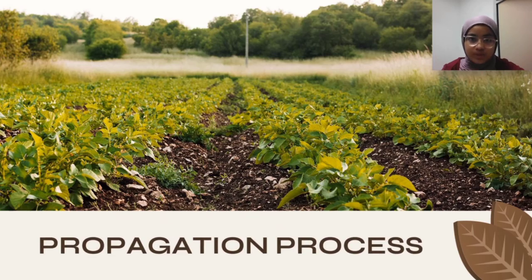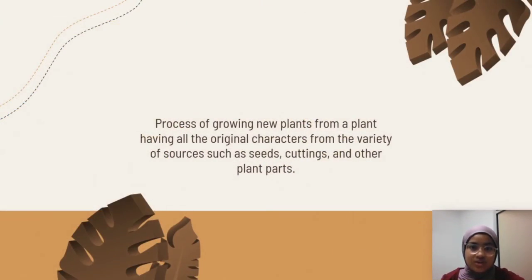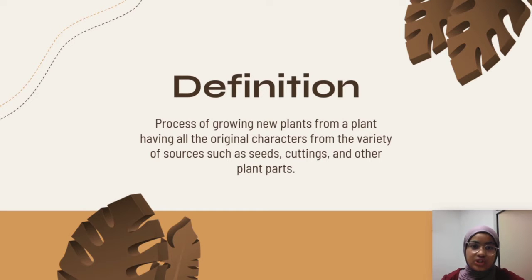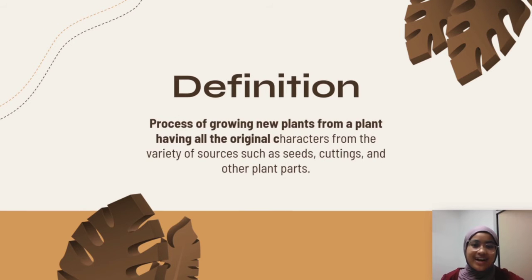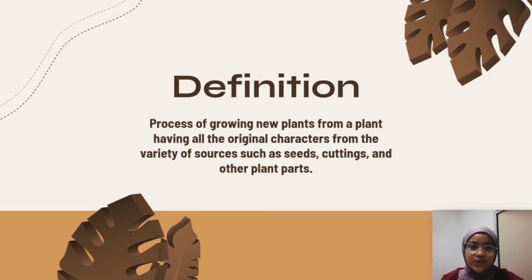Okay, the practical training activity that we chose for our presentation is about the propagation process. So, what is the definition of propagation? Propagation is the process of growing new plants from a plant, having all the original characters from the variety of sources such as seeds, cutting, and other plant parts.